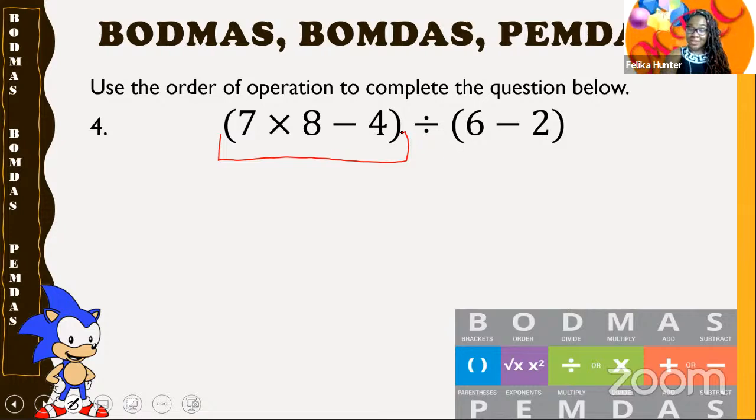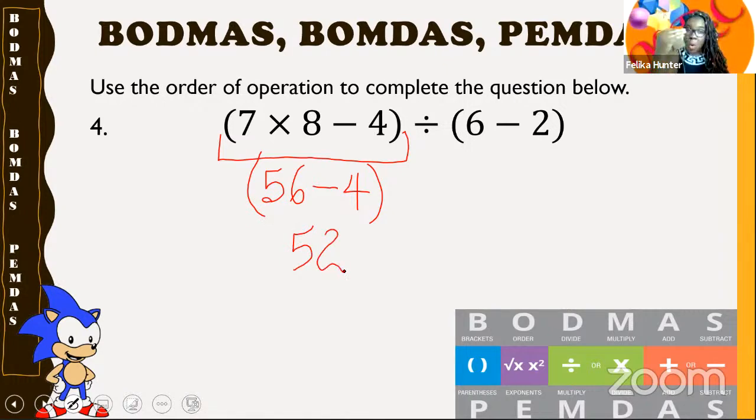I'm going to continue now, since I didn't get any response. We're going to do the multiplication in the bracket first. Panda responded, yes, Panda. So 7 times 8, right? Multiply 7 times 8, and that gives us 56. Good. Then we subtract the 4 from it, because it's still in the bracket. So 56 minus 4 gives us 52.